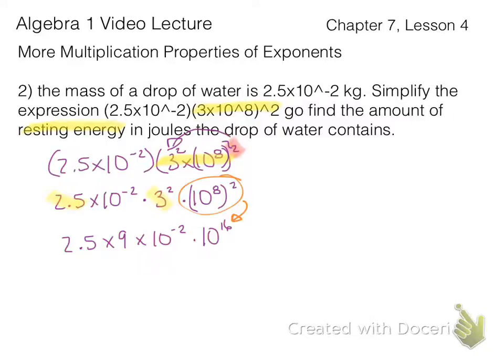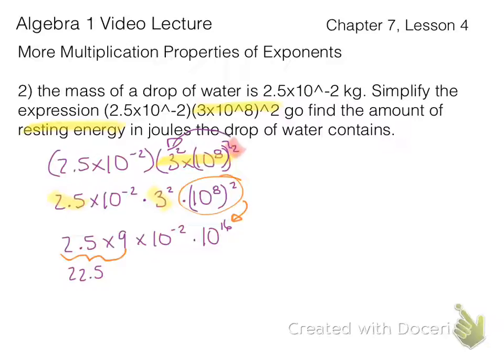So let's go ahead and simplify. We have 2.5, right, times 3 to the second, which is 9, because 3 times 3 is 9, times 10 to the negative second, times 10 to the 16th, because a power to a power means you multiply the exponent, so it's going to be 8 times 2, which is 16. Go ahead and combine like terms. 2.5 times 9 is 22.5.